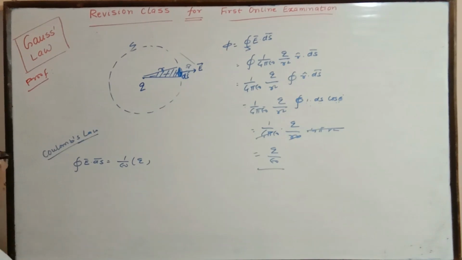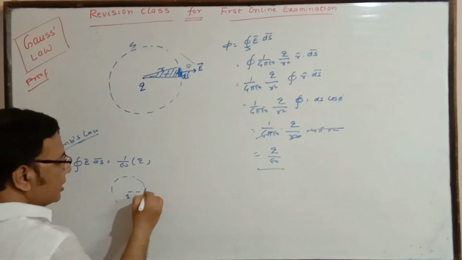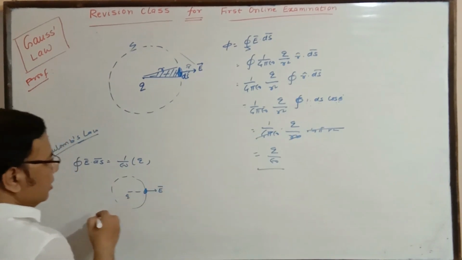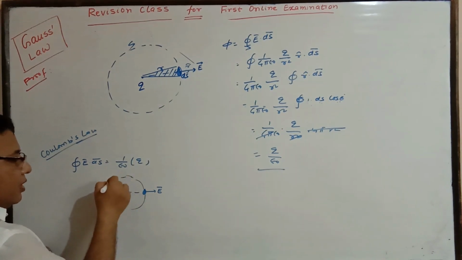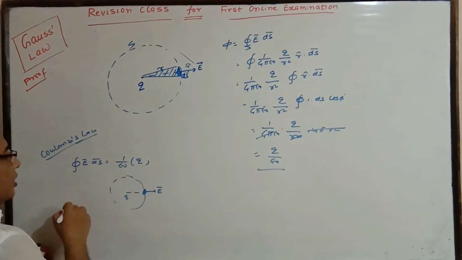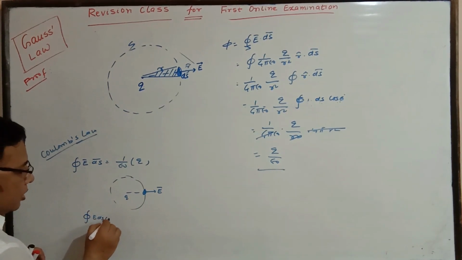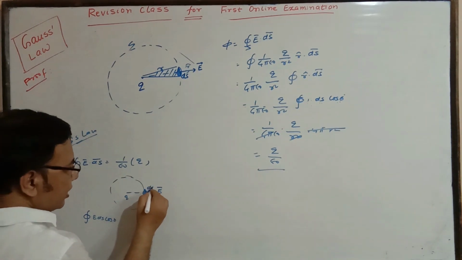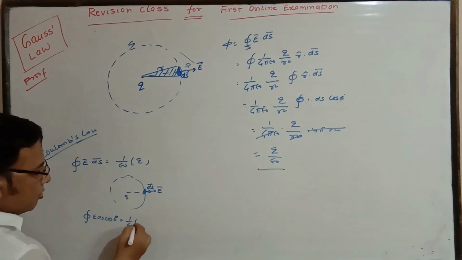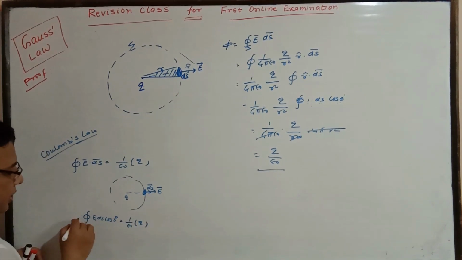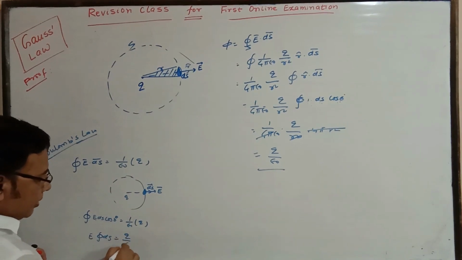Due to a charge q, say the electric field at this point is E. At all points on this sphere, the electric field magnitude remains constant. So this gives us E into dS into cos 0 degree. At all points, the field and area vector dS are in the same direction, so cos 0 degree equals 1, equal to 1 by epsilon naught times the charge enclosed q. So if you take E outside, E integral dS is equal to q by epsilon naught.